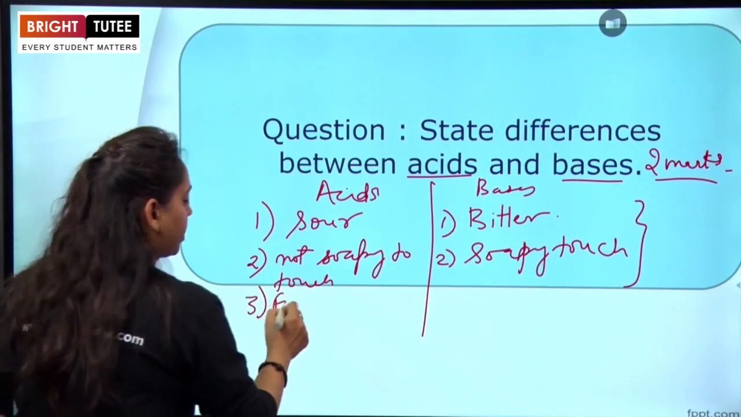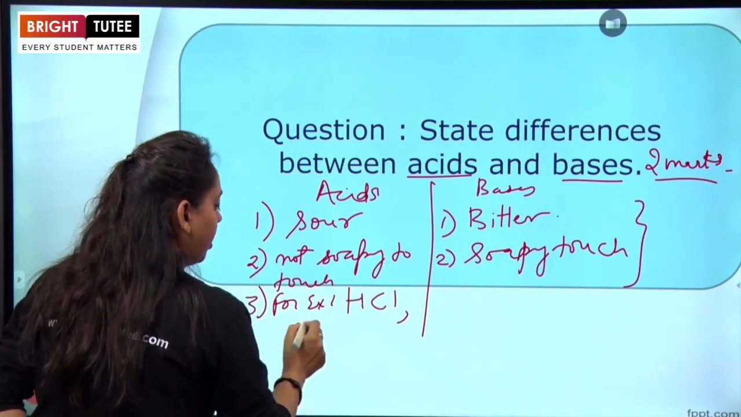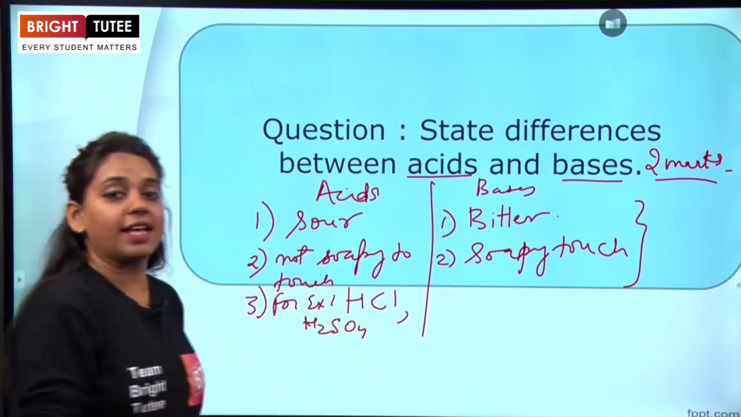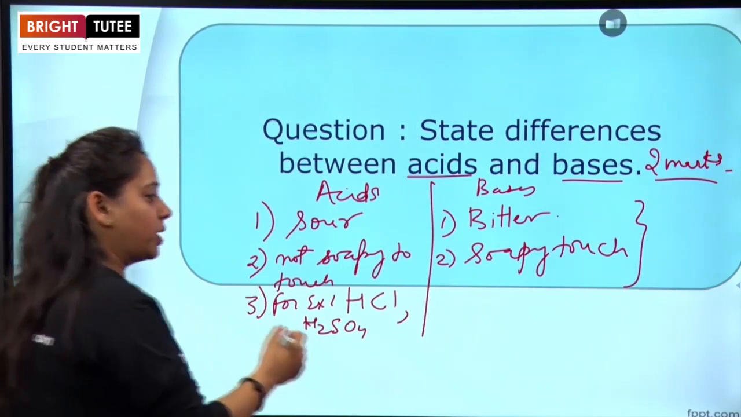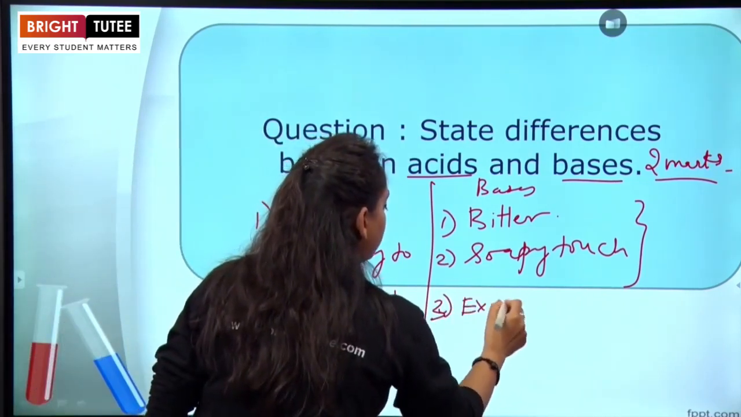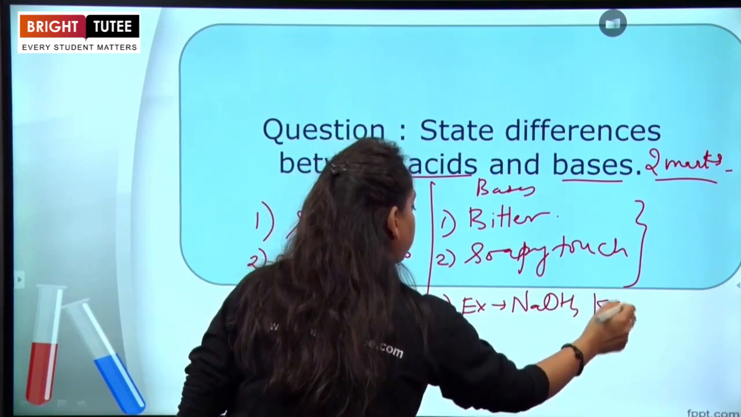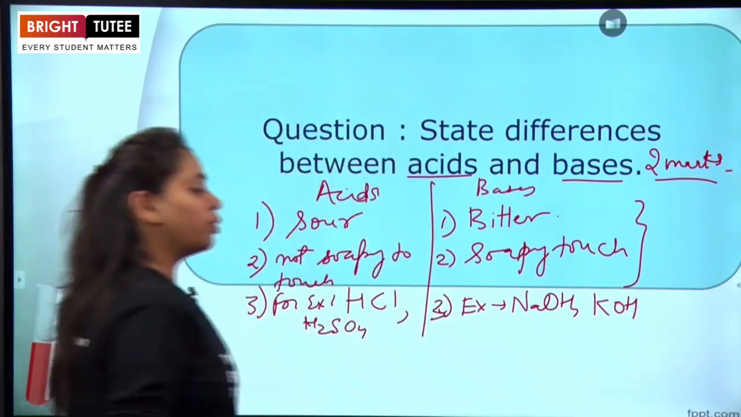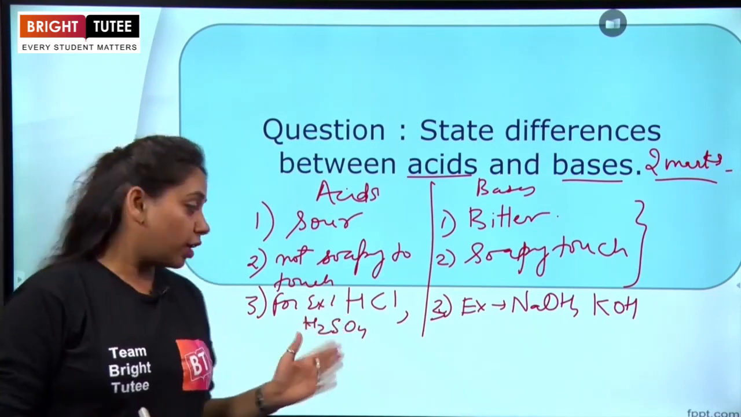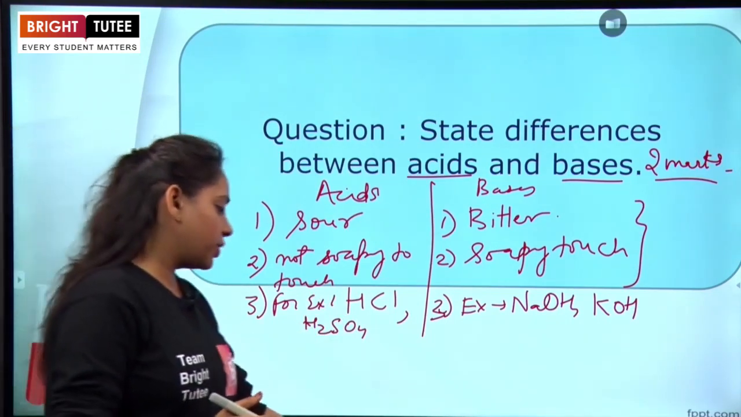These are the 2 points of differences between acids and bases, and the third point can be the example. Okay, for example, you can write hydrochloric acid, sulfuric acid, tartaric acid, oxalic acid, and for bases you can write sodium hydroxide, potassium hydroxide, baking soda. You know a lot of examples and you can state that as a third point of difference. Okay, so let us move ahead towards the next question.